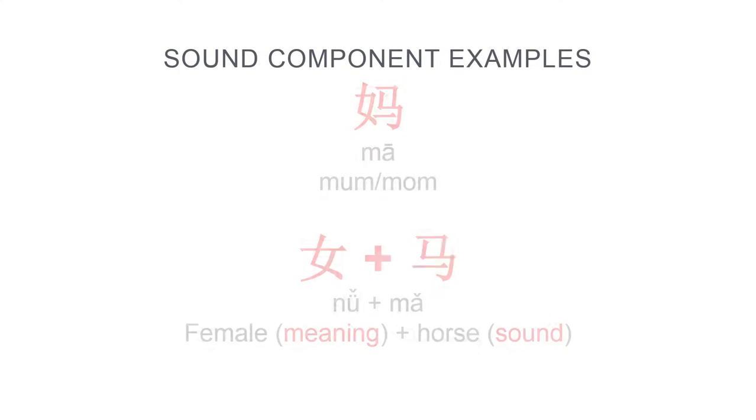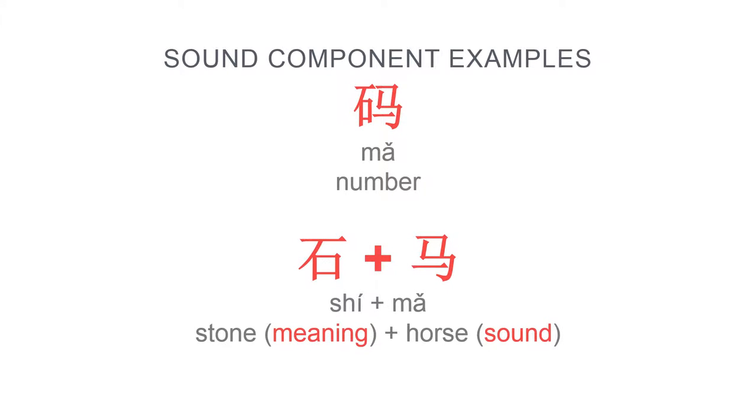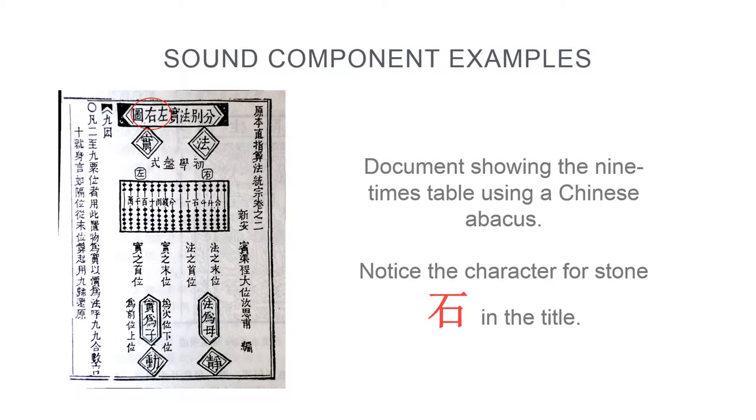The third character, ma, is number, and on the left we have the component for stone or rock. This seems like a weird one until we realize that in ancient China, stone counters were used to count, to tally things up. I might place stone counters on a board in order to keep a record of how many sales I've made during a day if I was a merchant. Again, the ma here isn't related to the meaning horse, but instead tells us how to pronounce the character.